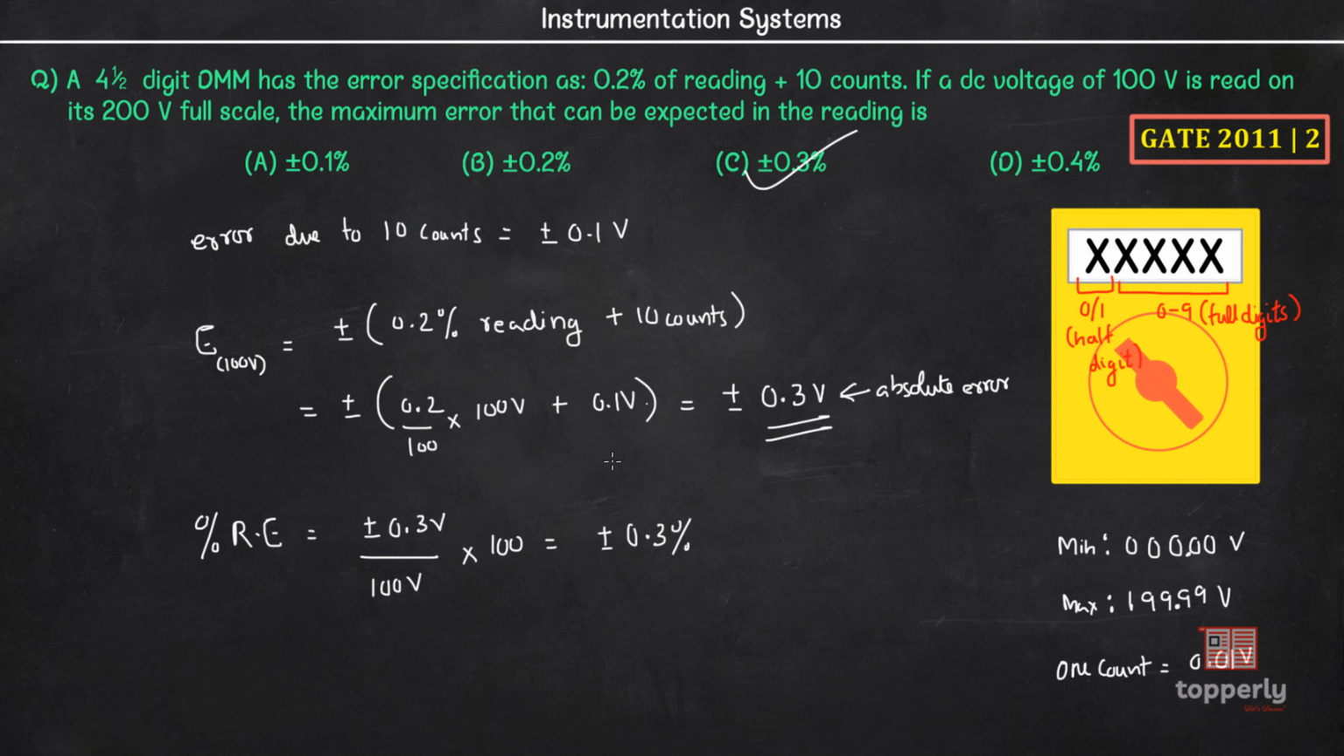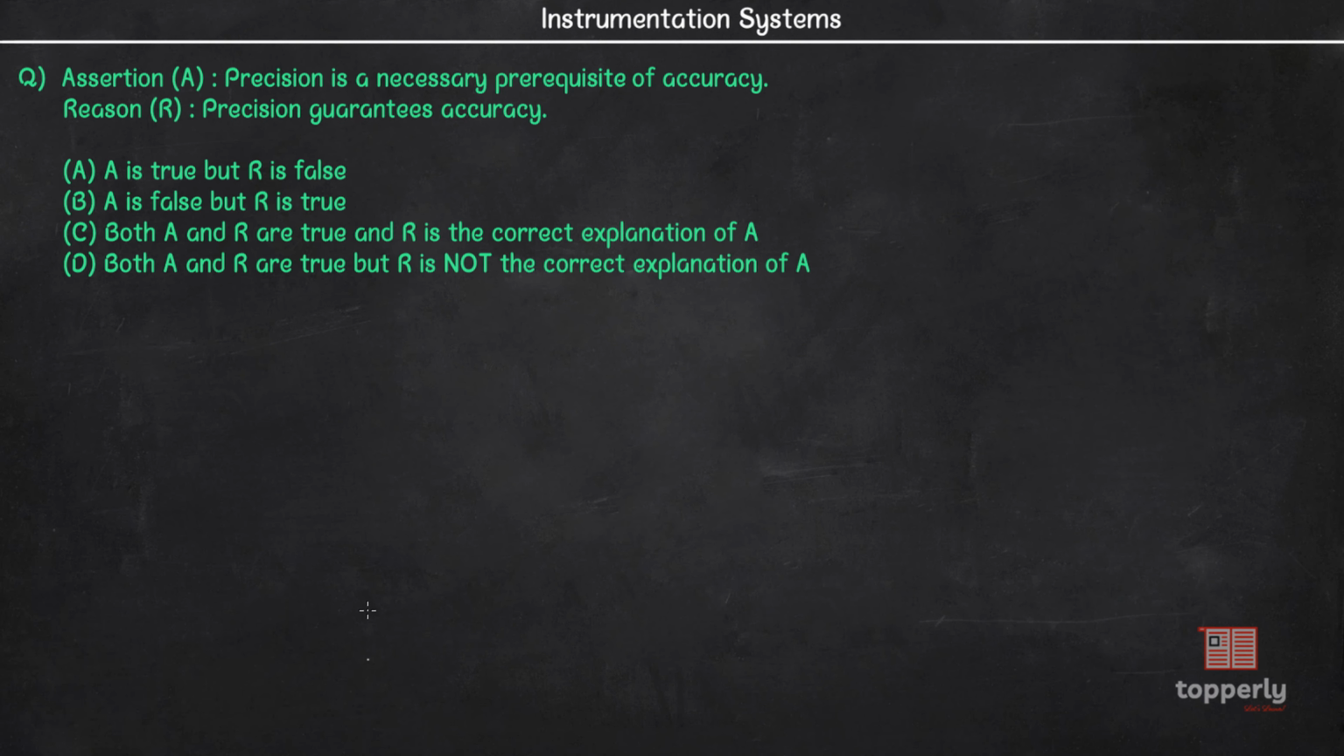Now the final question is an assertion reasoning type. The assertion is precision is a necessary prerequisite of accuracy, and the reason is precision guarantees accuracy. And you all know the options, right? We have already discussed this in detail in lecture number 6. So if you have any doubts, please check that out.